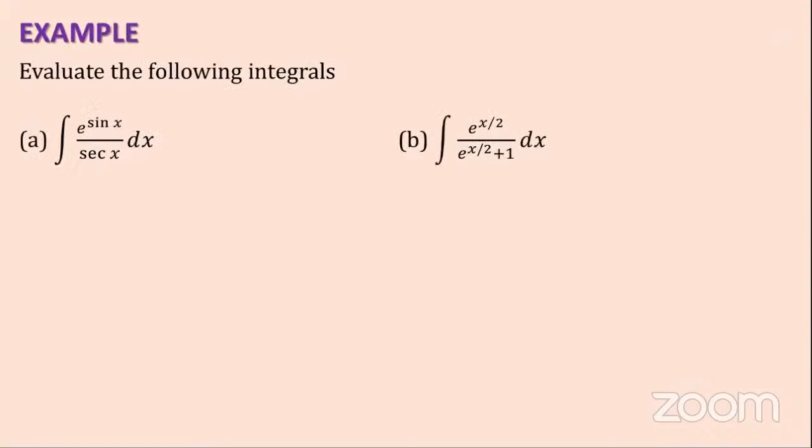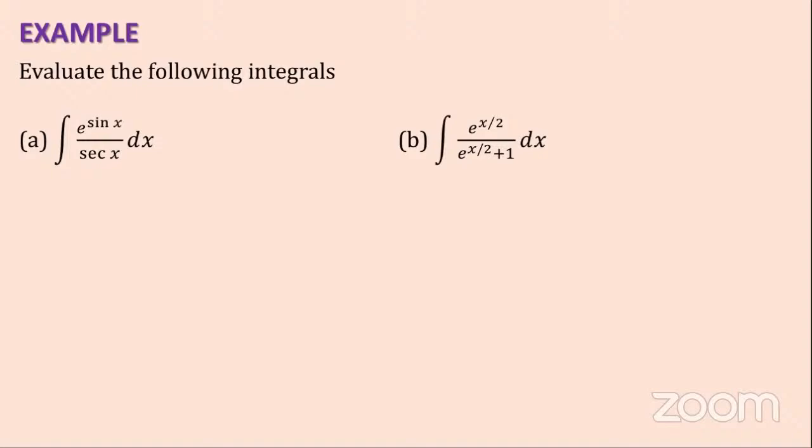Okay, here is the first example. We have to evaluate these integrals. Remember, we have exponential functions in these 2 examples. If you look at the first one, we have e to the sine x divided by secant x, dx. Remember, the only technique that we know so far for integration is the reverse process of the derivative, if we have a direct formula. If not, the other thing we know is u substitution. We have the formulas, but we can still use u substitution.